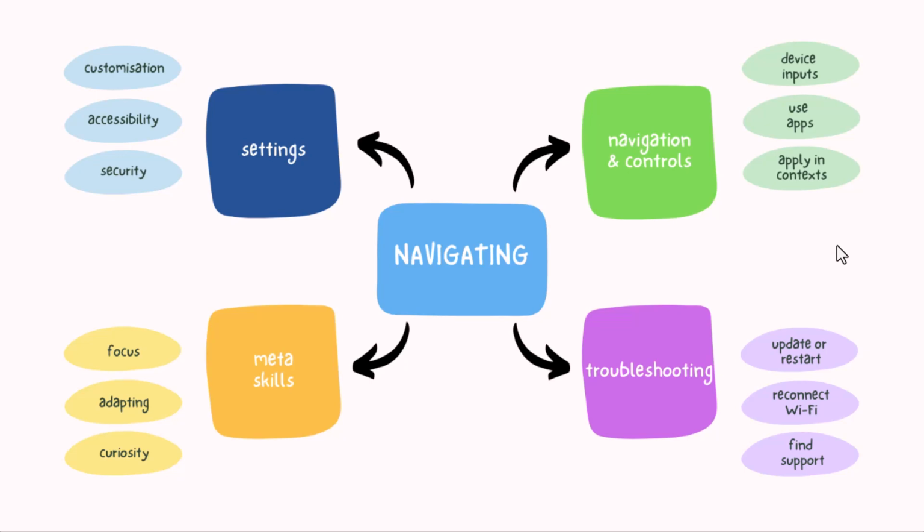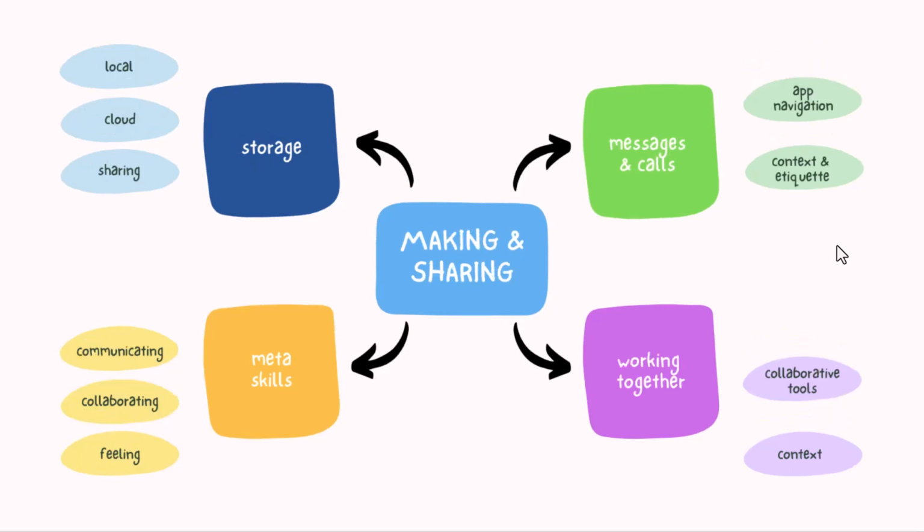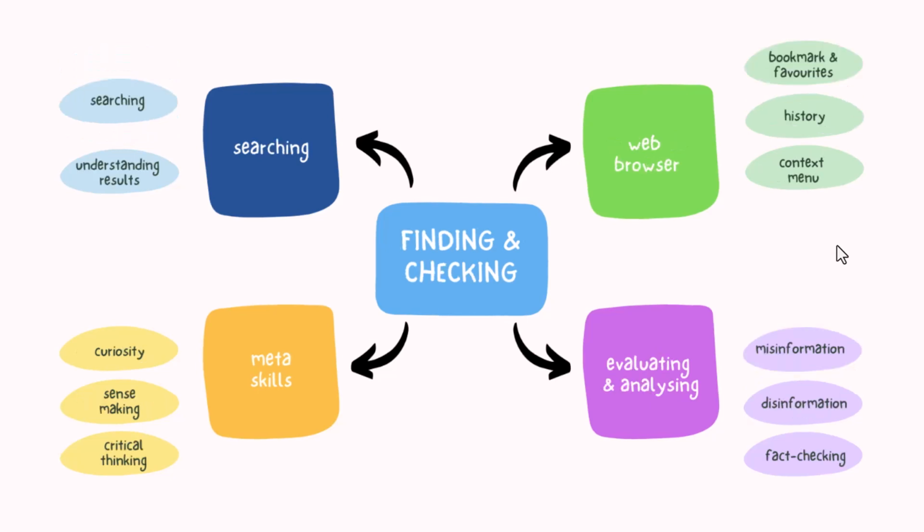As they progress and they grow in confidence, teachers should plan for learners to develop a greater depth and breadth of knowledge and skills in their digital literacy. And these 4 areas that we have outlined the content for are navigating with devices and apps, being safe and secure, making and sharing, and finding and checking.